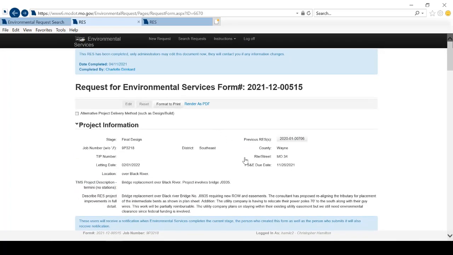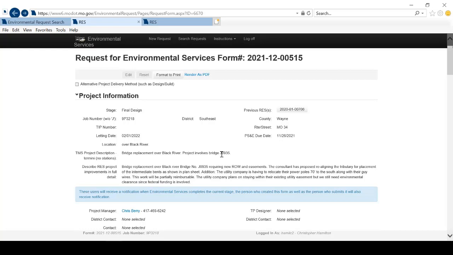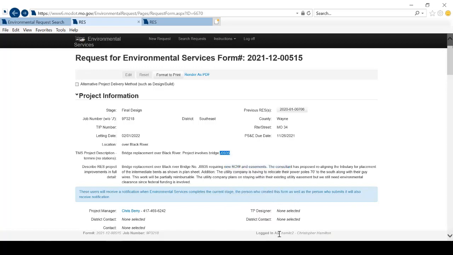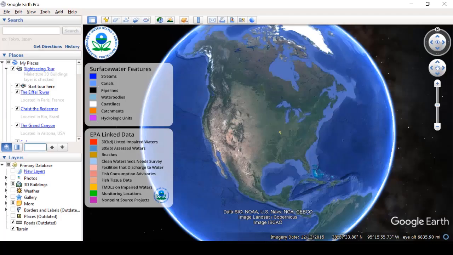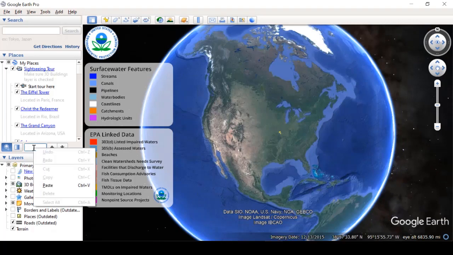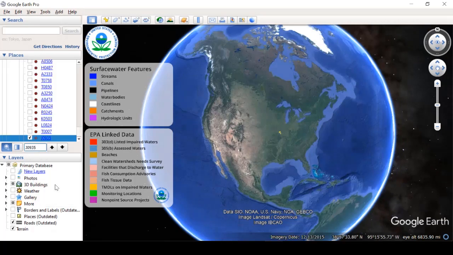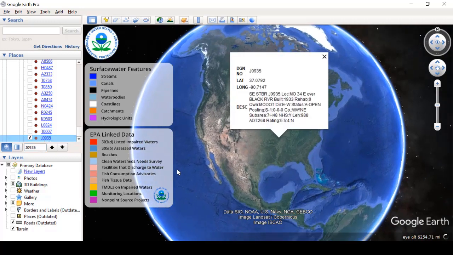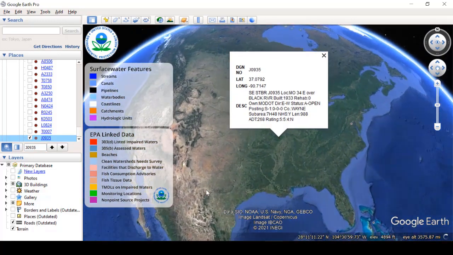The next step is to go ahead and take the information that we're given. For this one, it's a bridge. So we go ahead and highlight this bridge. And we're going to go off to Google Earth. We enter the bridge project or the bridge number here, and we click in and we zoom straight into the project area.